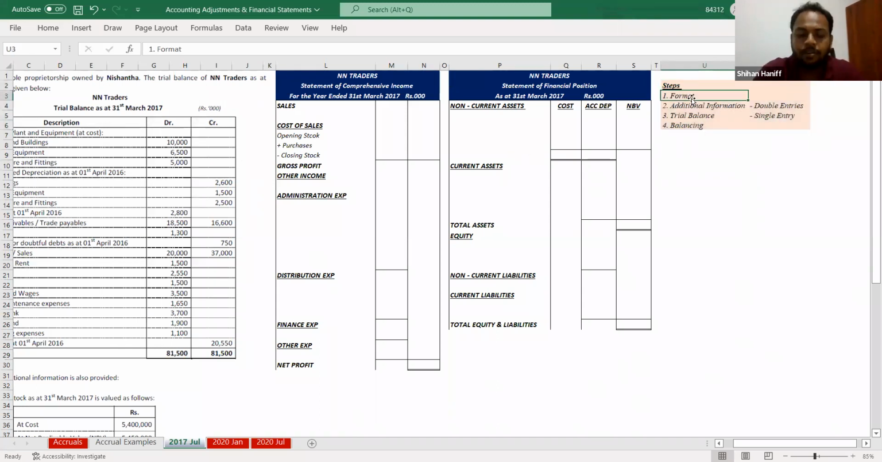Okay, so format is done. Now let's do the additional information. There is a question. So this is under sole proprietorship. Yes, these are for the sole proprietorships. We are preparing accounts for sole proprietorship. Chapter 6. This is on sole proprietorship. Okay. Now let's do the additional information.